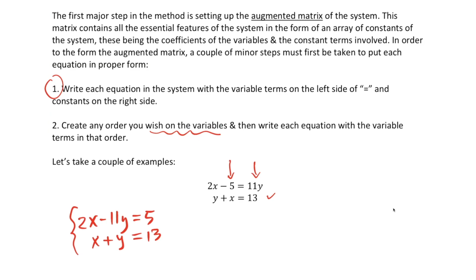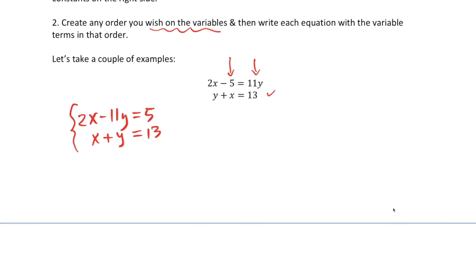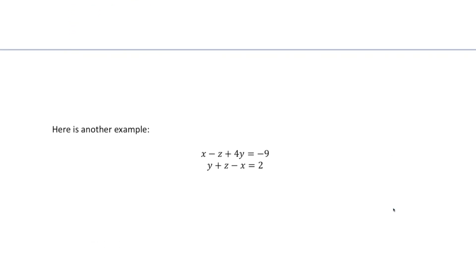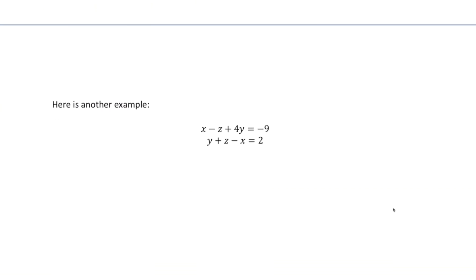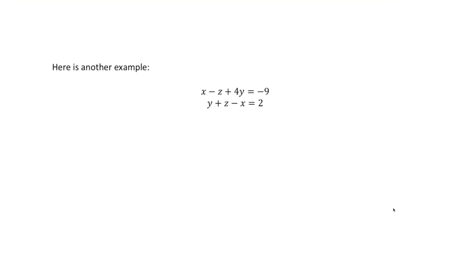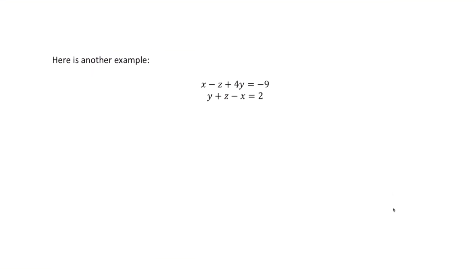Okay? Alrighty. Let's try another example here. We've got x minus z plus 4y equals negative 9, y plus z minus x equals 2. So let's take a second here and see if you can rewrite this in its proper form. Okay. I'll give you guys a second here.